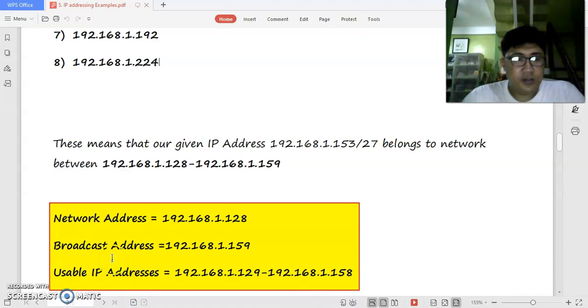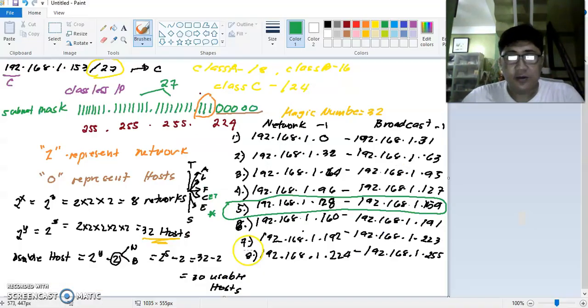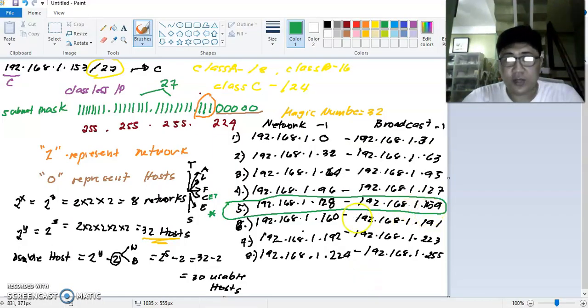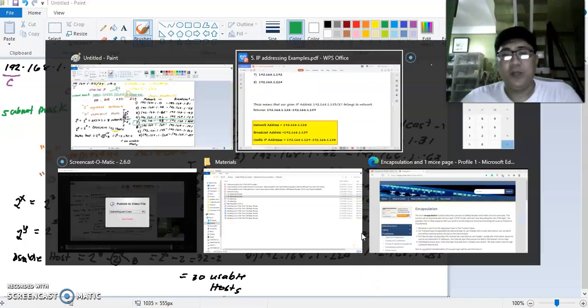So the broadcast is 128 to 159. So here 128 to 159, and our usable range for that is 129 to 158. So 129 to 158 only.